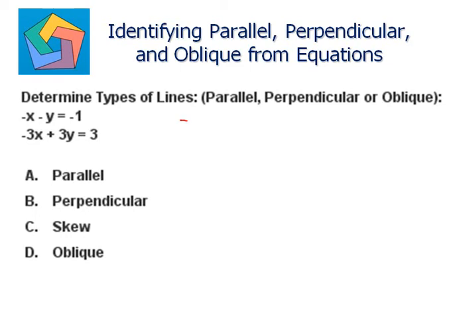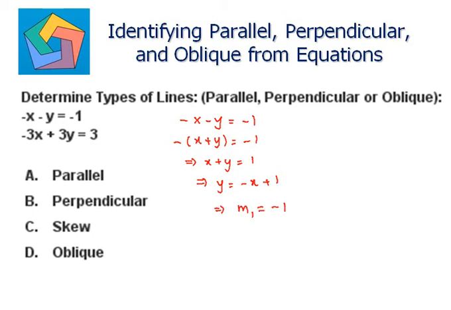I have minus x minus y is equal to minus 1. I can take minus common. So minus of x plus y will be equal to minus 1. This implies x plus y is equal to 1. This implies y is equal to minus x plus 1, subtracting x both sides. So suppose this is m1 is equal to minus 1, comparing with the slope-intercept form.